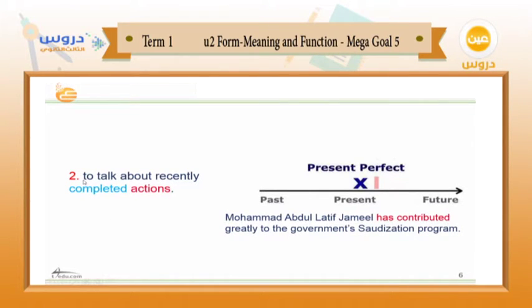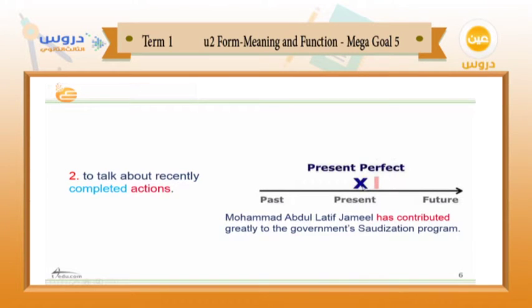Number two, or the second usage, is to talk about recently completed actions. For example, Muhammad Abdul Latif Jamil has contributed greatly to the government's Saudization program. So here we have that he has contributed. Has, because it's singular here. Has contributed, verb 3. We use it because this action completed recently and started in the past and completed recently before the present time.